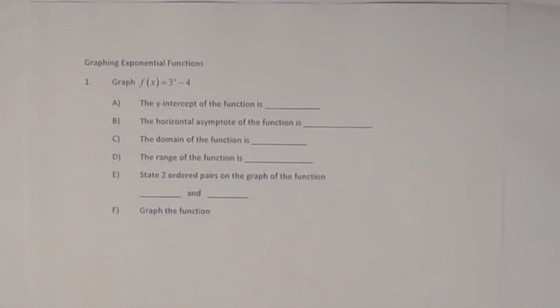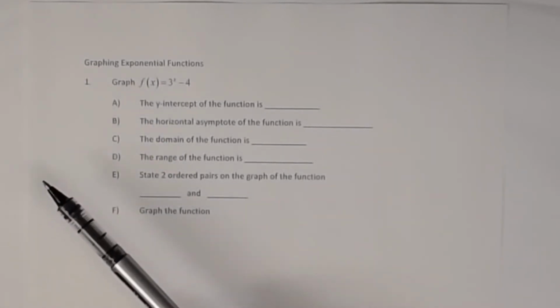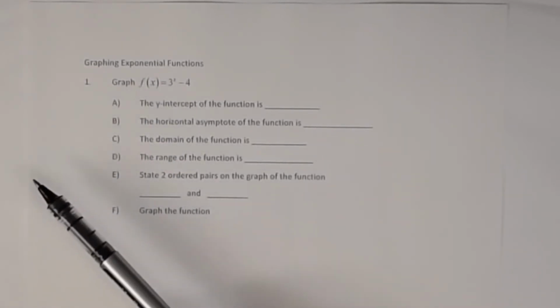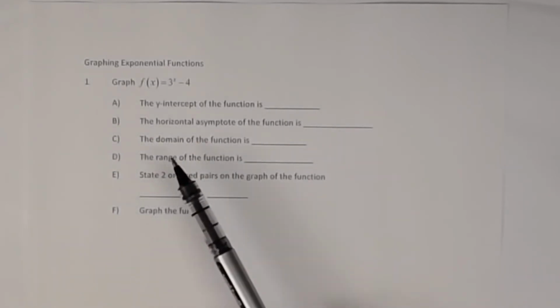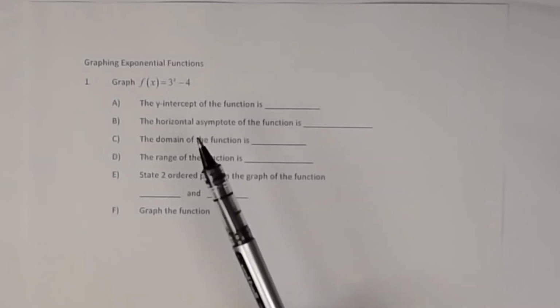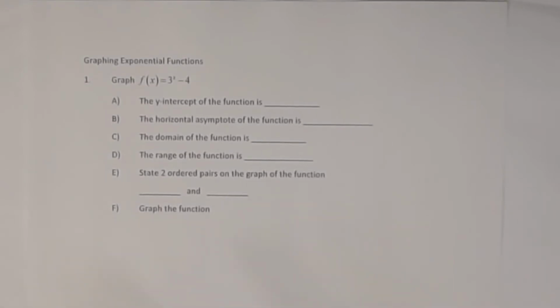All right, so in these problems, we're going to be reviewing graphing exponential functions. So in the lessons that you learned, we talked about horizontal asymptotes, we talked about the domain and range of exponential functions, and so forth. All right, and we also talked about what the graph of an exponential function looks like.